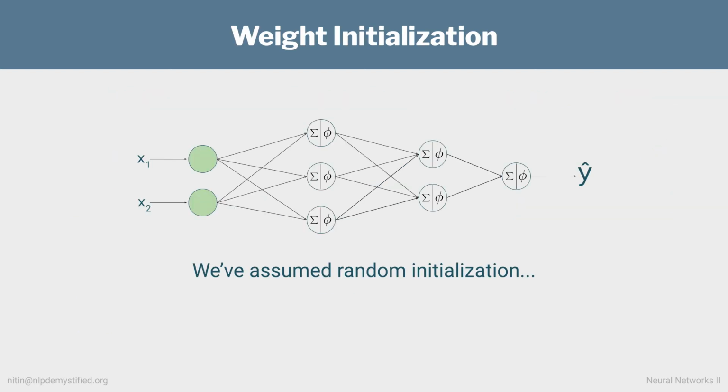Alright, weight initialization. Up to this point, we've assumed weights were initialized to small random values. In the demo from the last module, we initialized weights to be between -0.5 and 0.5, and it worked alright for our purposes.